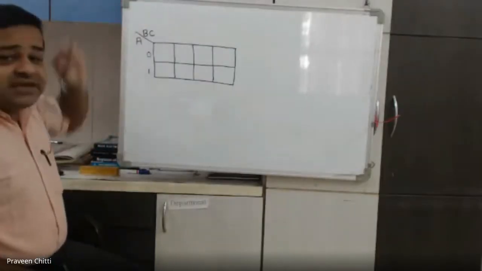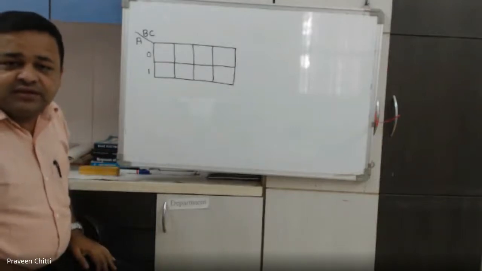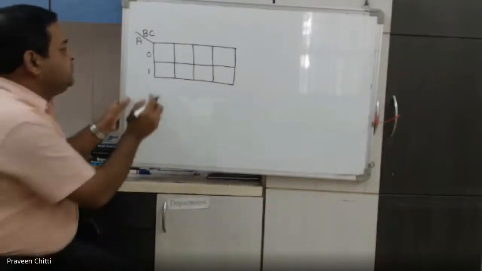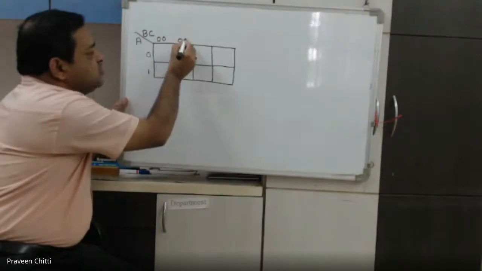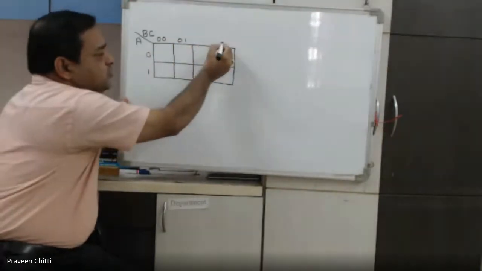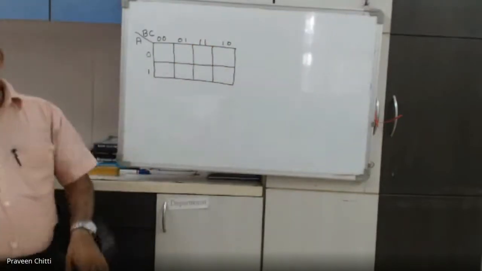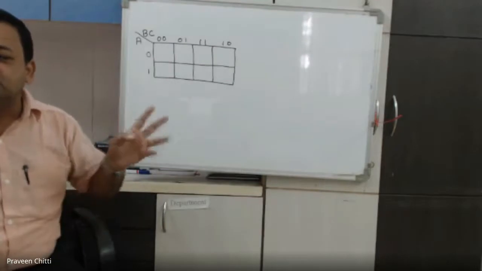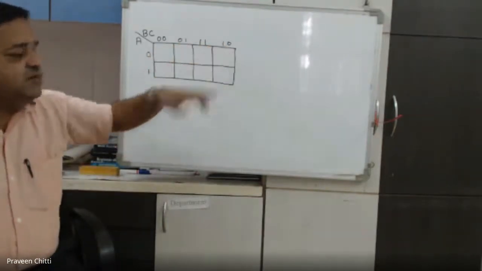Similarly, if you take B and C together now, what are the values B and C together can take? 0 0, 0 1, 1 0 and 1 1. So I can write this as 0 0, then 0 1, then 1 1 and 1 0. Now you can observe how I have written these values. I have not written sequentially 0 1 2 3. I have written 0 0, 0 1, then 1 1, 1 0.